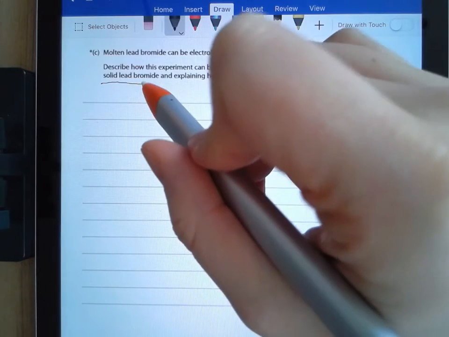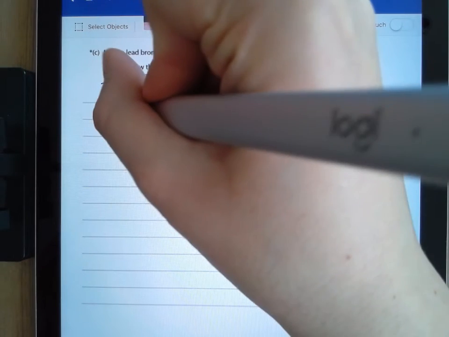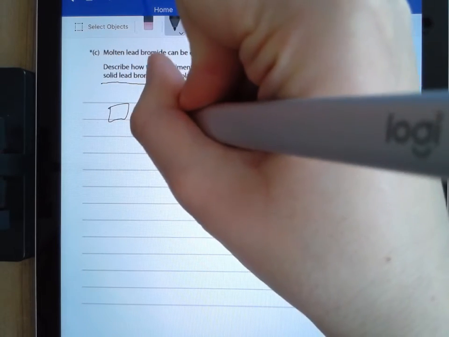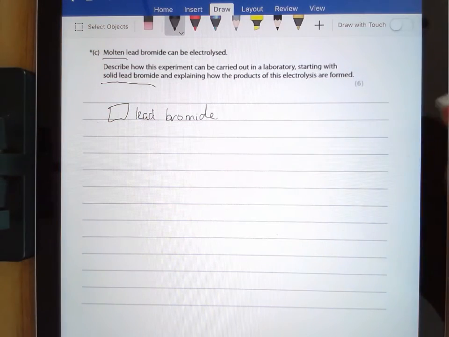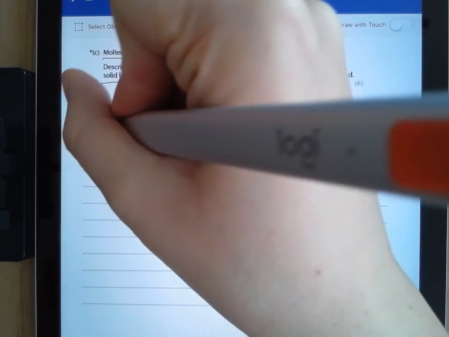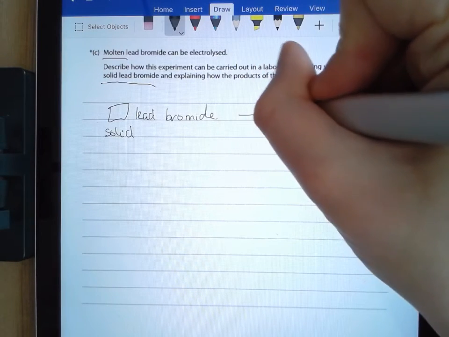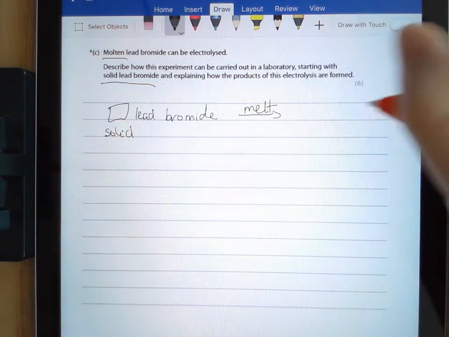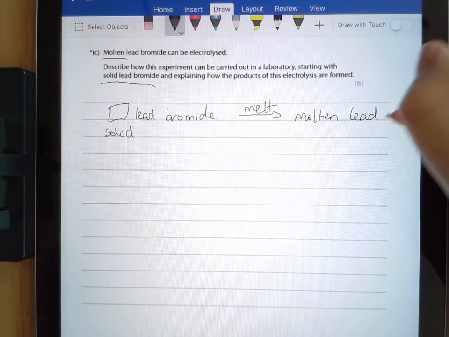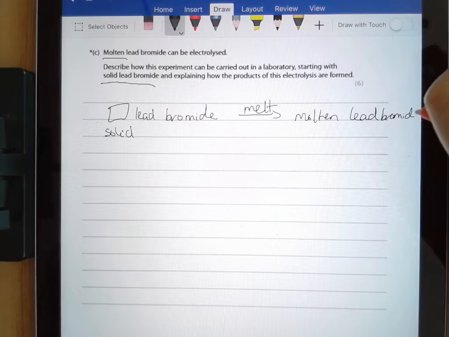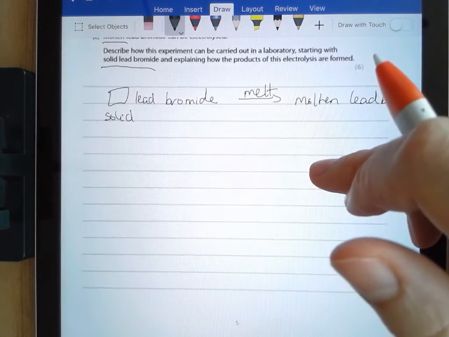So you say you're starting with solid lead bromide, okay? So you're starting with a solid piece of lead bromide. And then they tell you that when you're doing the experiment, you have molten lead bromide. So if you want to go from a solid to a liquid, the first thing you're going to have to do is you're going to have to melt it. And once you melt it, you're going to get molten lead bromide. And once you've got it melted, then you're just describing what's going to form at the cathode, what's going to form at the anode.